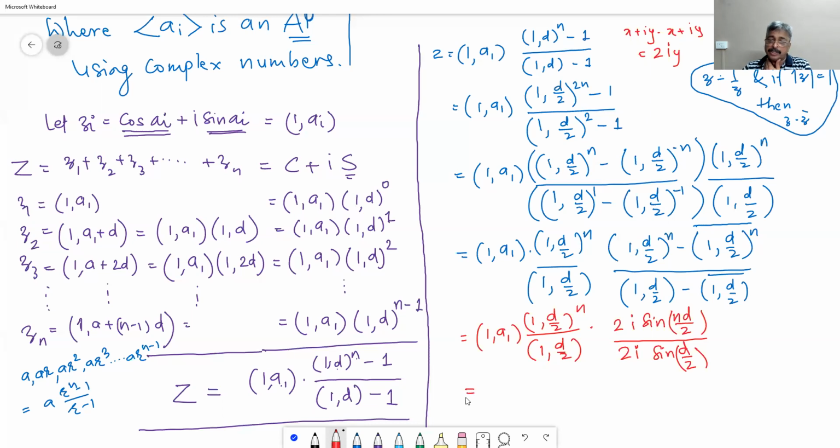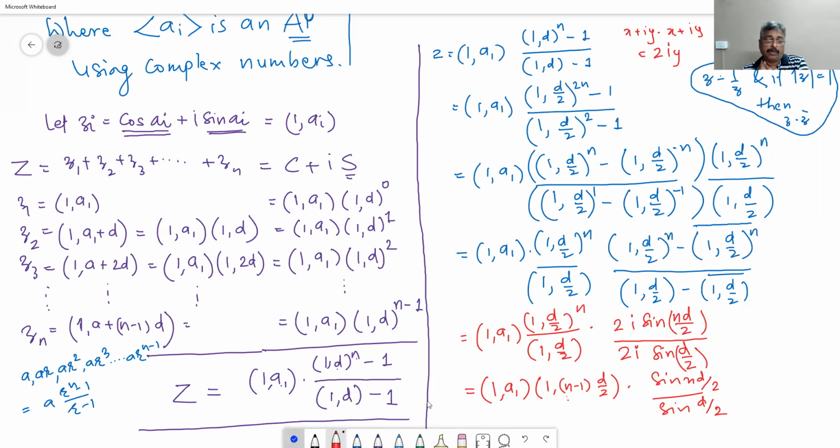Okay, now let us deal with this. What is this fellow? It is equal to 1 upon d by 2 raised to n upon 1 upon d by 2. That means it is 1 comma d by 2 raised to n minus 1. That is 1 comma a1 into 1 comma d by 2 raised to n minus 1, which we can directly write as n minus 1 times d by 2 into this thing, sin nd by 2 upon sin d by 2.